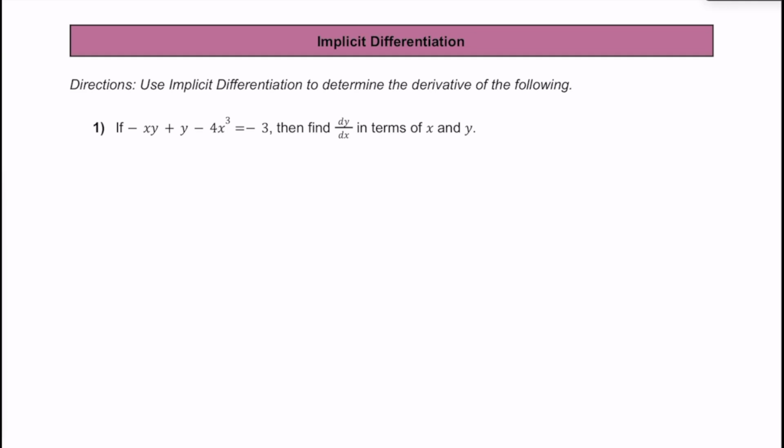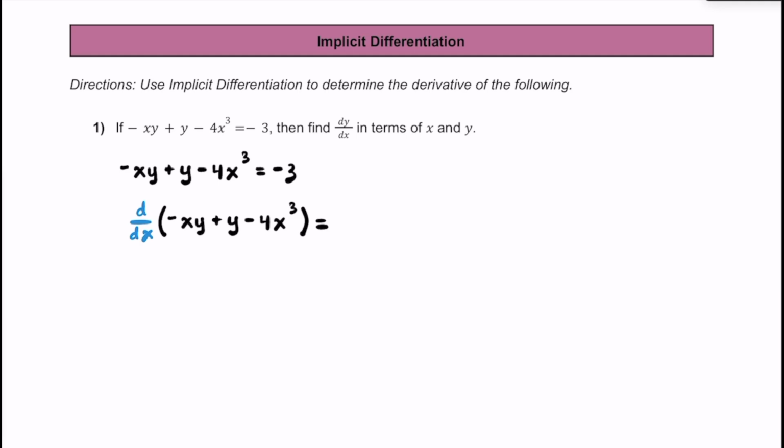For number one, let's go ahead and just take a look at the equation that we're starting off with. Now that we have the original equation, let's differentiate both sides with respect to x. So on the left side, we're going to take d dx of the left side of the equation, and then find d dx of the right side of the equation.